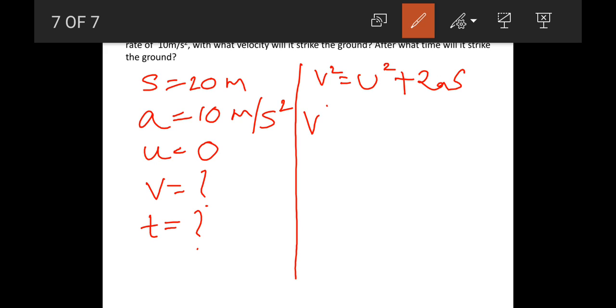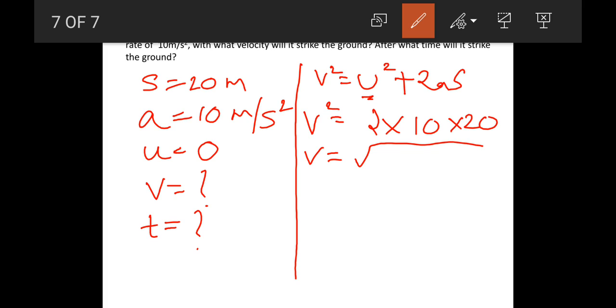So v square as it is, u will become 0, so this term will go to 0. I will directly write this. So 2 into a is 10 and this is my 20. So your v is under root 400 and it is square root of 400, so 20 meter per second. So it is going to hit the ground with velocity of 20 meter per second.